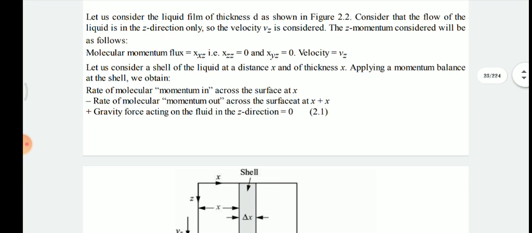Plus gravity, an additional force acting on a body, so where will it act? Gravity in the direction of z. So plus gravity force acting on the fluid in the z direction, the total equation equal to 0, and give it the equation number 2.1. Okay.